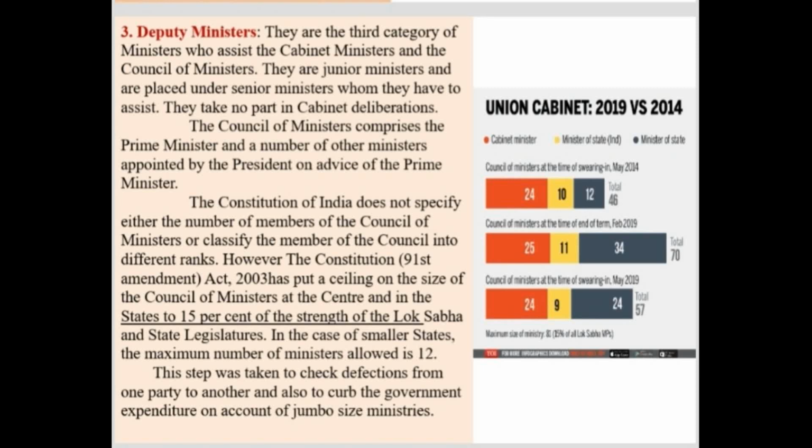To avoid such defections from one party to another party, there is a limit, because if there is no limit to the number of ministers to be taken, the ruling party may take any number of people from other parties and try to incorporate them in their ministries, and this will become a golden chance for others to shift their loyalties.